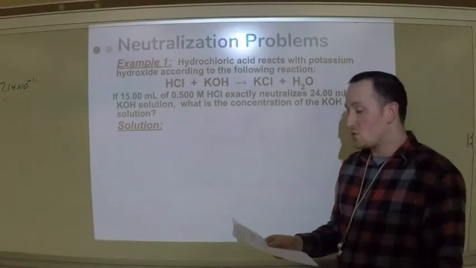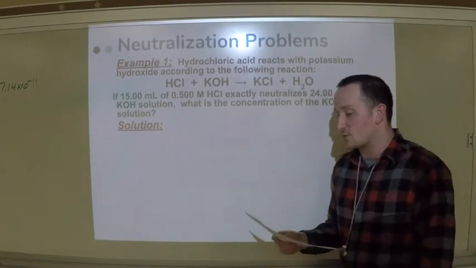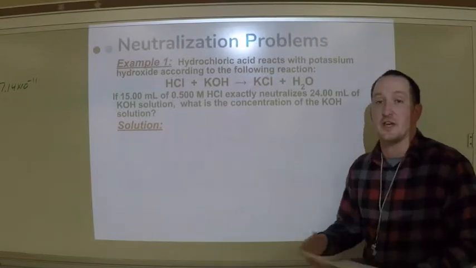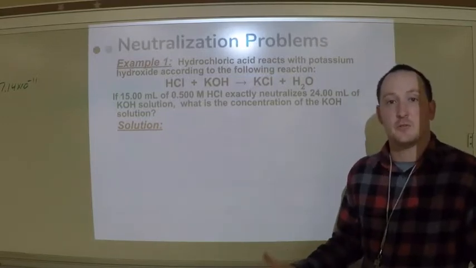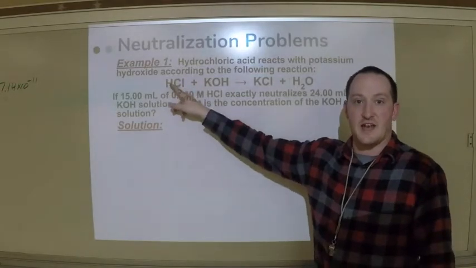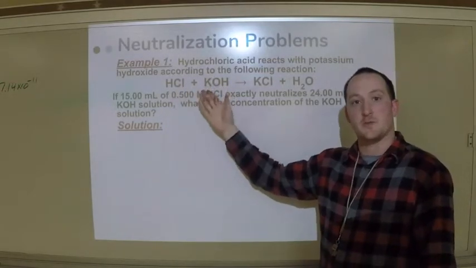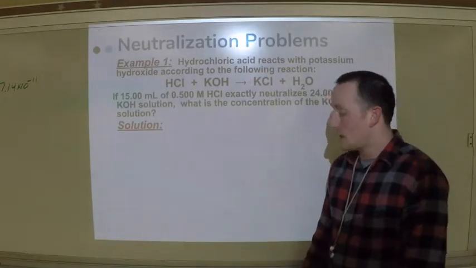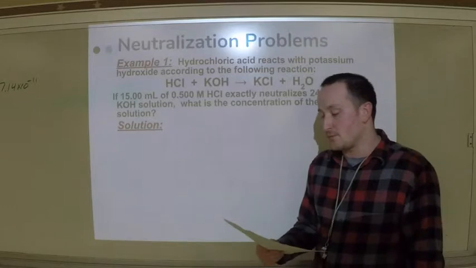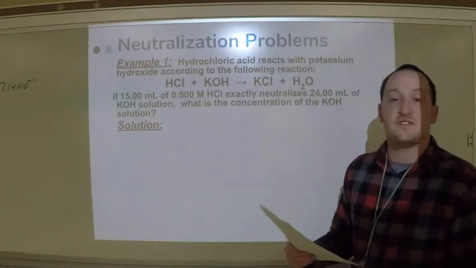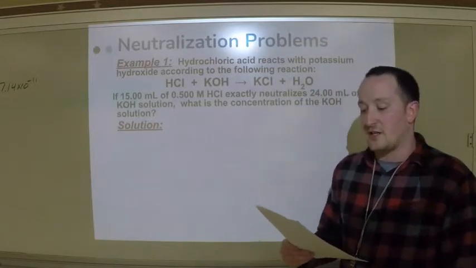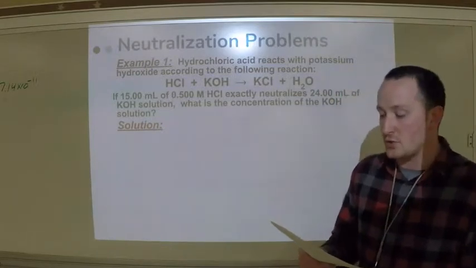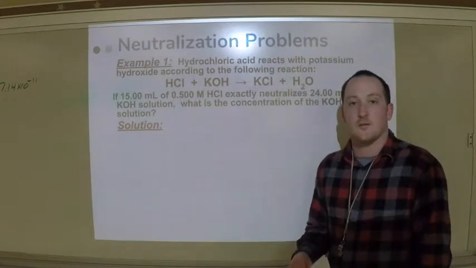All right, so here's what our problem says. It says hydrochloric acid reacts with potassium hydroxide according to the following reaction. And it gives us that reaction. Again, we know that this is a neutralization because HCl, that's an acid, is reacting with KOH, which is a base. So we should be able to identify, hey, this is a neutralization, this is an acid-base reaction. But that's not what this asks us to do. What it asks us to do is it says, if 15 milliliters of 0.5 molar HCl exactly neutralizes 24 milliliters of KOH solution, what is the concentration of the KOH?